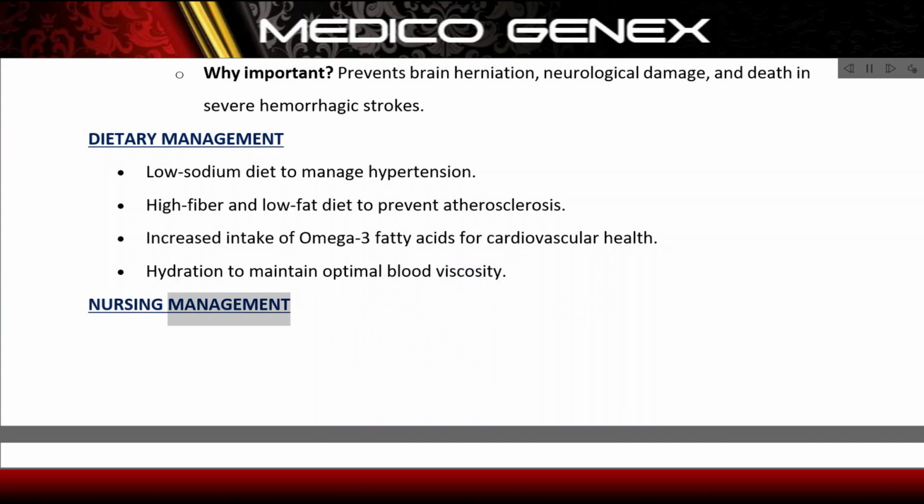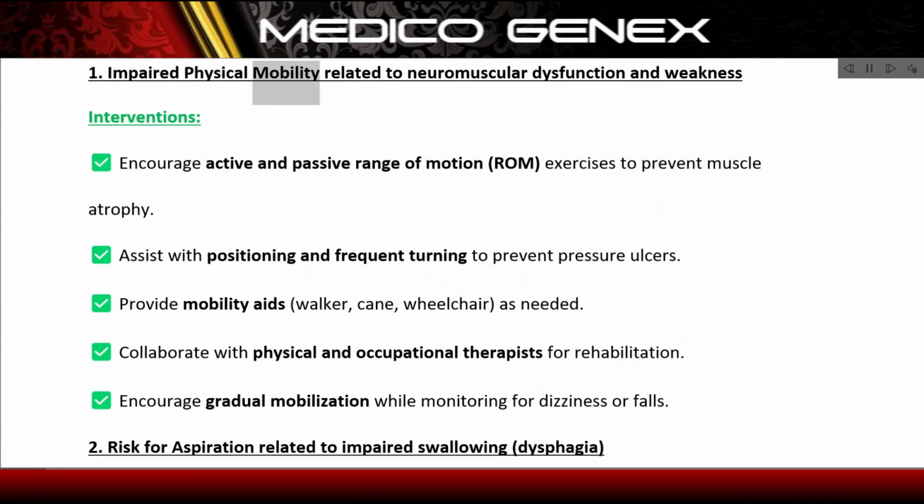Nursing management. 1. Impaired physical mobility related to neuromuscular dysfunction and weakness. Interventions. Encourage active and passive range of motion, ROM, exercises to prevent muscle atrophy. Assist with positioning and frequent turning to prevent pressure ulcers. Provide mobility aids, walker, cane, wheelchair, as needed.